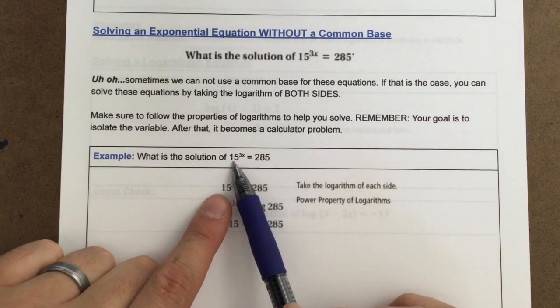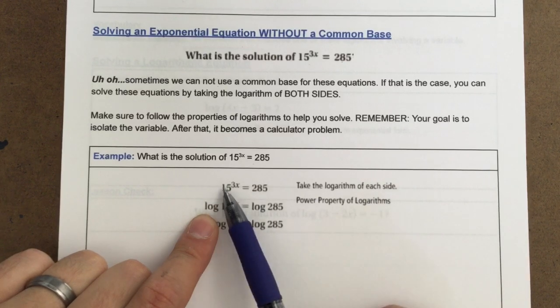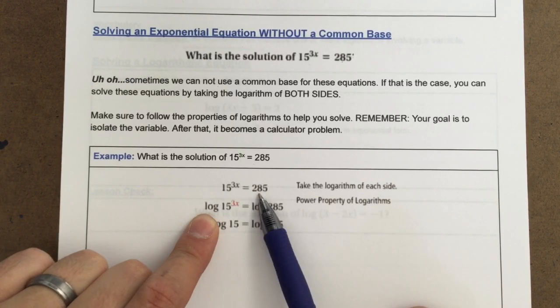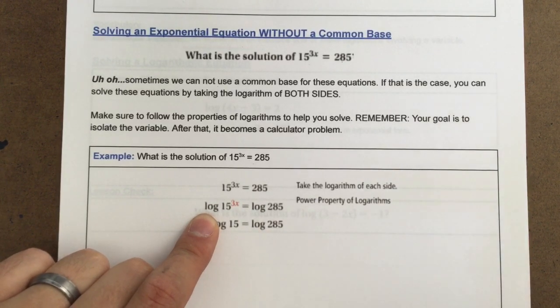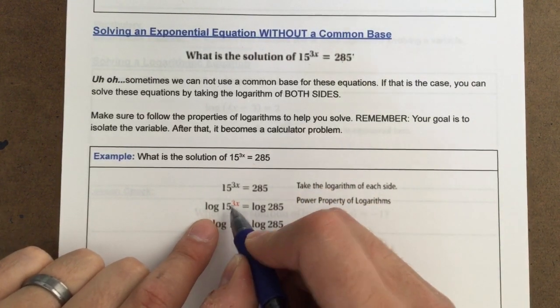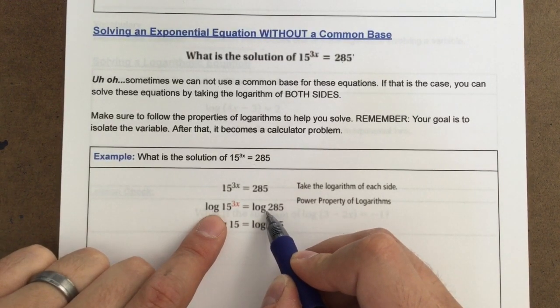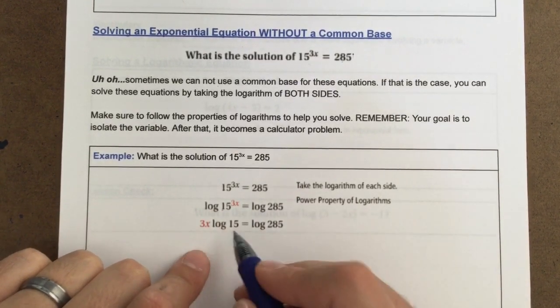Your first step when given this exponential is to take the log of both sides. Now you could take the log base 15 of both sides, but eventually you're going to have to do the change of base formula. So one thing you can do is just take the log base 10 of both sides, the common logarithm. So this is really a base 10.